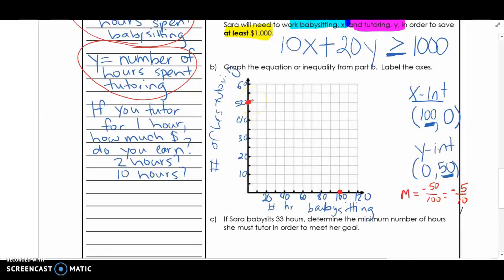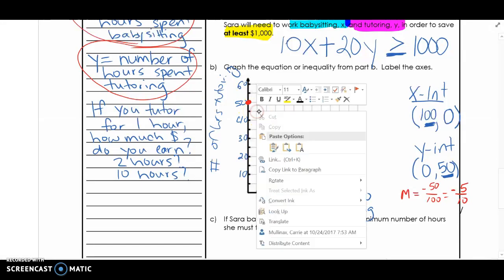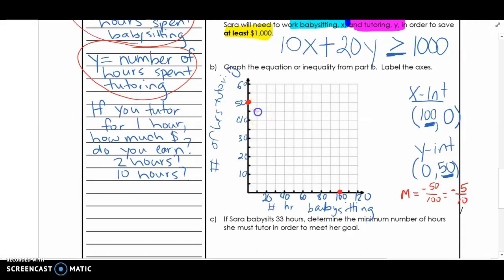I can go down 5, so one box represents 5 on the y-axis, over 10, one box represents 10 on the x-axis, and that would be how I could apply it and find more points on the line.